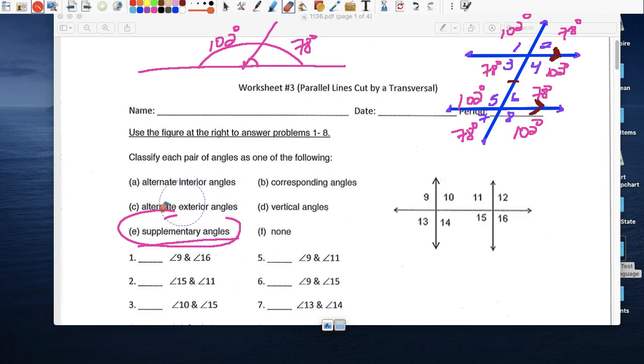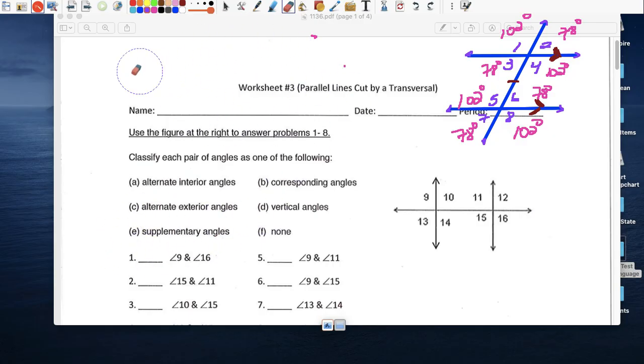Okay, so I know I made this problem much longer than it should be. So 9 and 16. Here's 9, here's 16. They're not between the parallel lines, they're on the outside, and they are across from each other. So that makes these two alternate exterior.